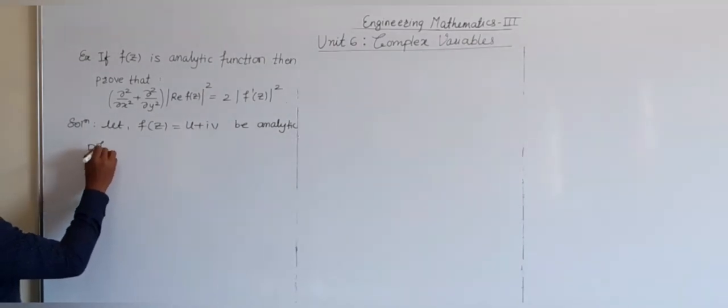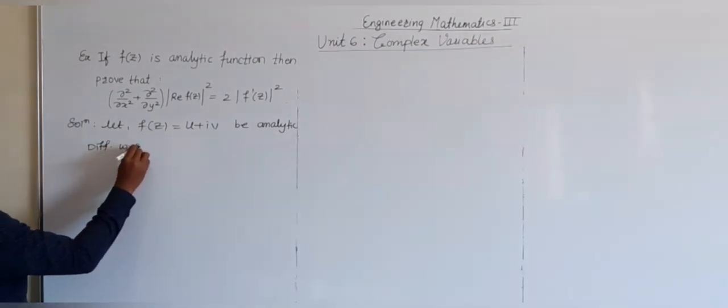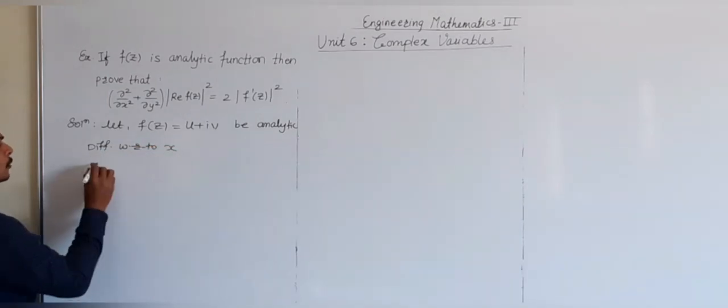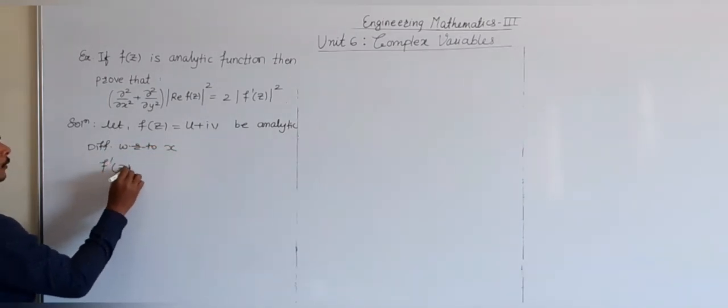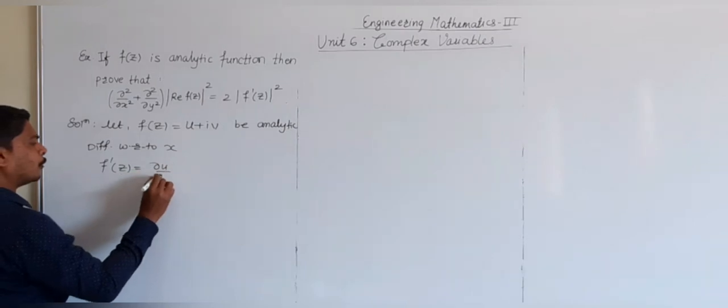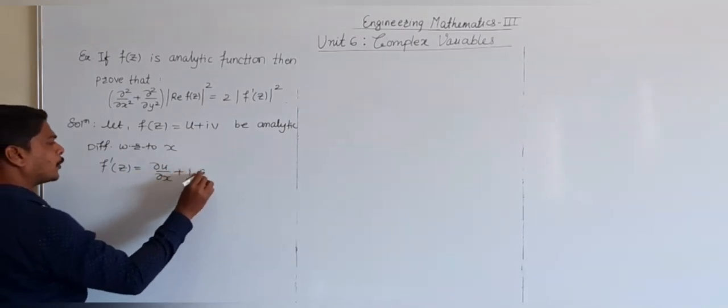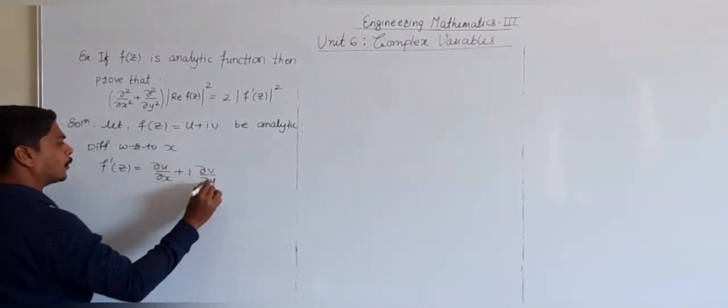So differentiate this with respect to x. So we get f'(z) is equal to the partial derivative of u with respect to x plus i into the partial derivative of v with respect to x.